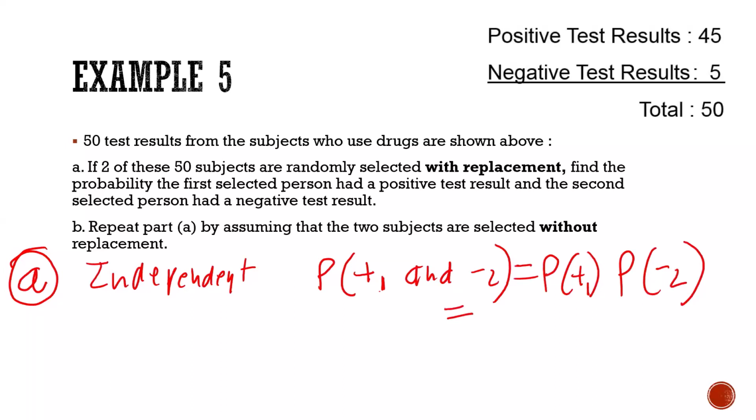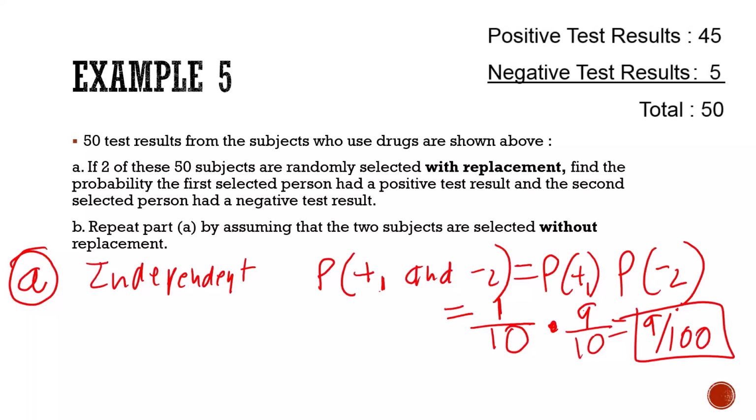The probability that the first person is positive is 5 out of 50, right? Or 1 out of 10. The probability that the second person is negative, right? This is just, the events are independent. You can just straight up multiply them, right?